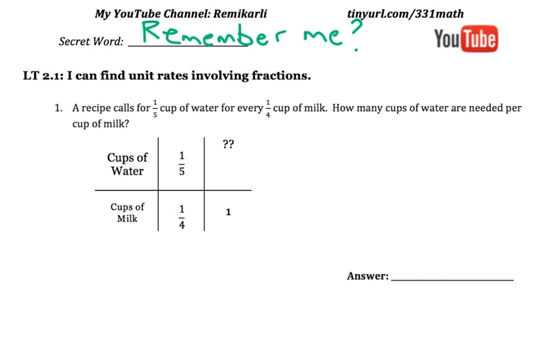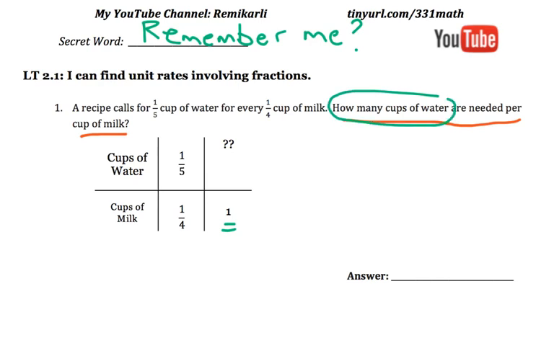It says a recipe calls for 1/5 cup of water for every 1/4 cup of milk. How many cups of water are needed per cup of milk? The only thing that makes these questions a little tricky is it's a little difficult to see what it's asking us to find. But if we look at this last sentence, "how many cups of water are needed per cup of milk?" That last phrase, "per cup of milk," is helping me know that we're looking for 1 cup of milk. And then all we need to find out is how many cups of water are going to be the same as that.